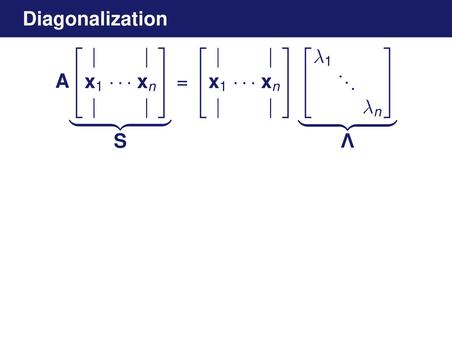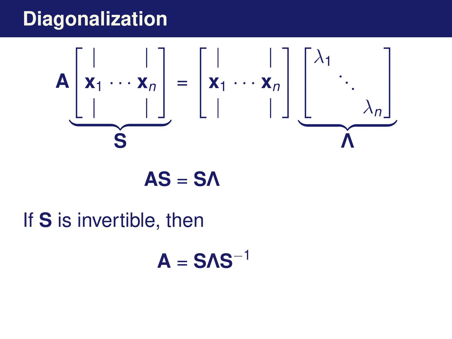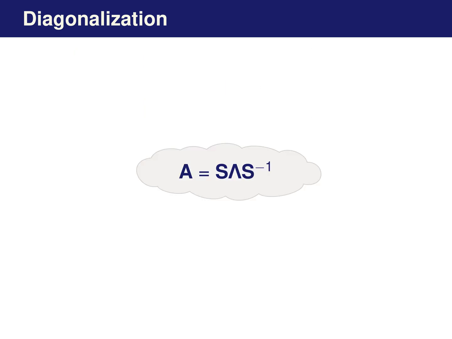Let's call the eigenvector matrix S, and the eigenvalue matrix lambda. Then A times S equals S times lambda. Furthermore, if the matrix S is invertible, then we can decompose the original matrix A into S times lambda times S inverse. This rather remarkable formula, called the diagonalization of matrix A, says that A is similar to the diagonal matrix lambda, using the basis of eigenvectors in the columns of S.